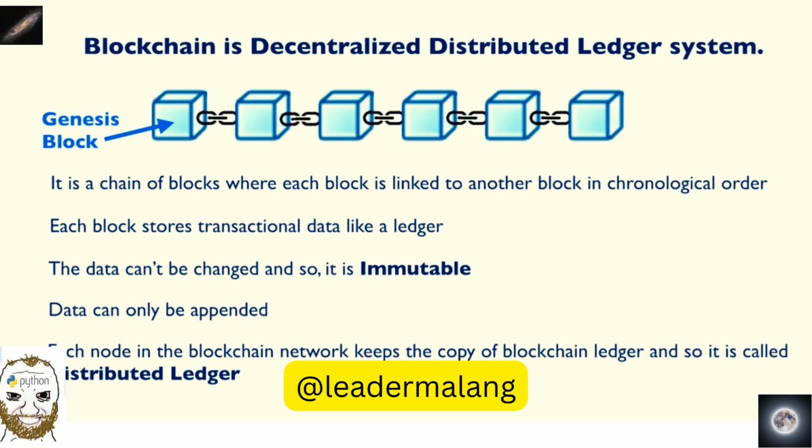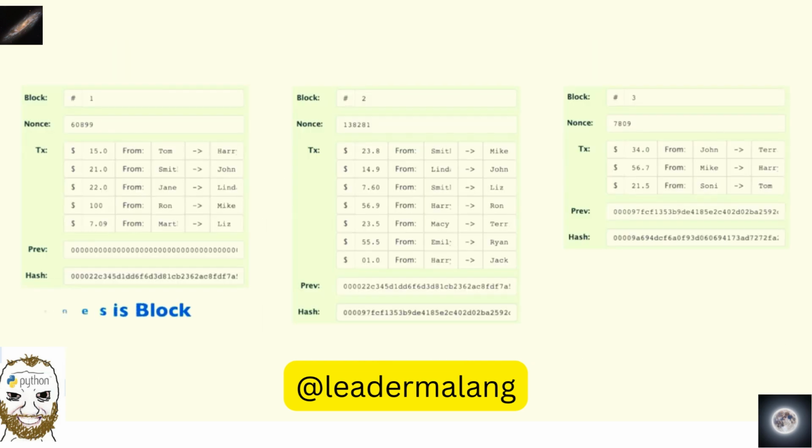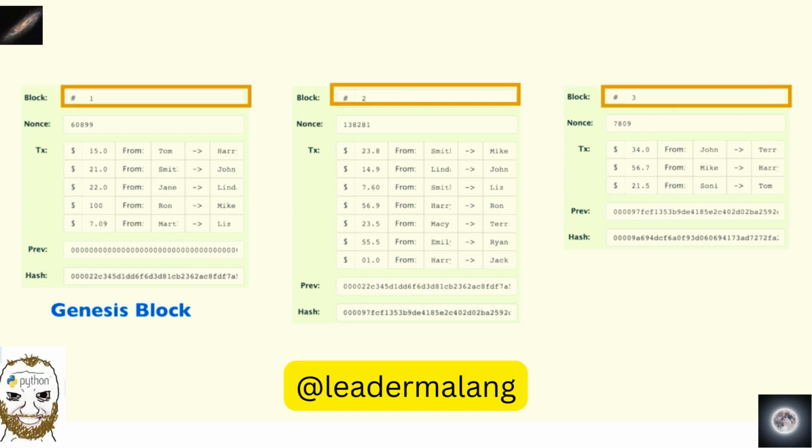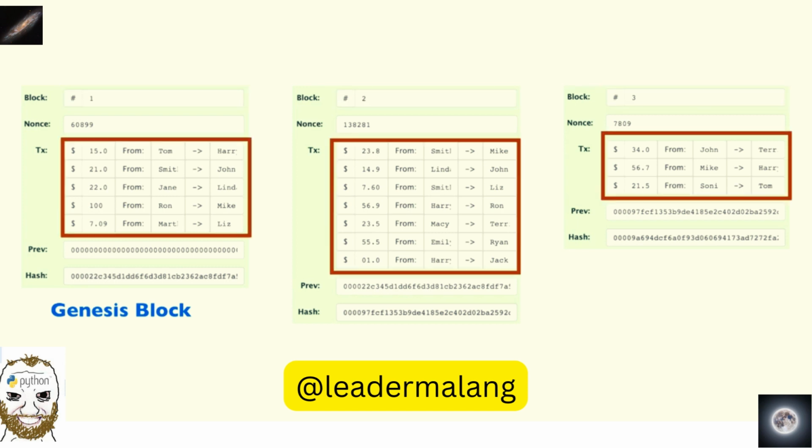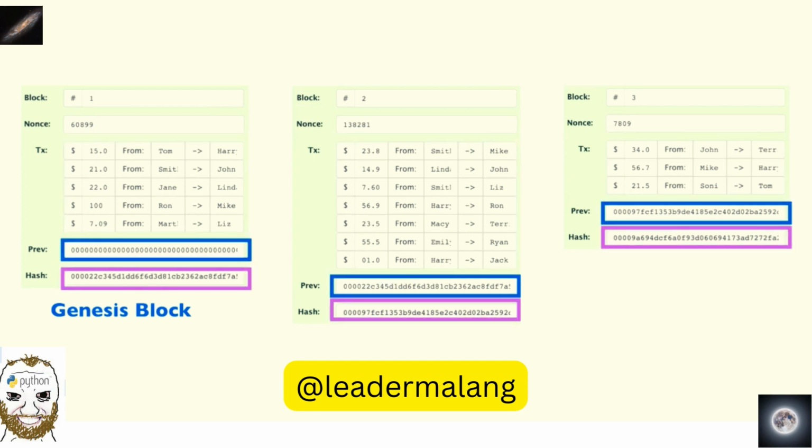Let's understand the block structures and how blocks are linked in blockchain. The first block is called the Genesis block. Here you can see 3 blocks. This is just a representation of blocks. Actual blocks will have many other fields. Each block in blockchain is assigned a block number. Each block contains a data center where all the transactions data gets recorded or stored as ledger, and it also contains 2 hash values. First hash value is the hash of the previous block.